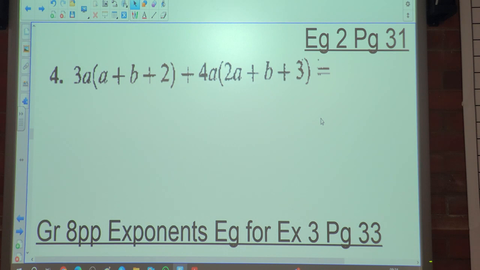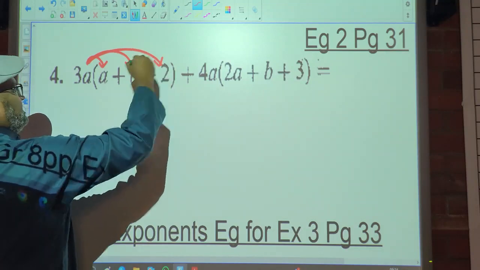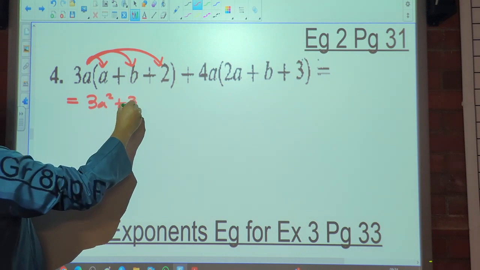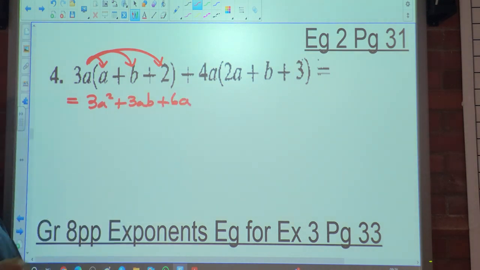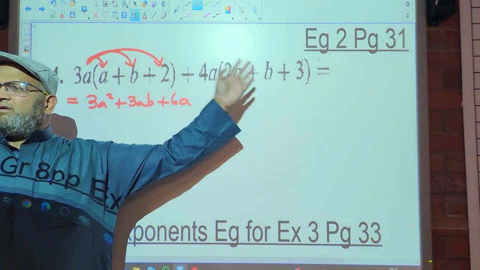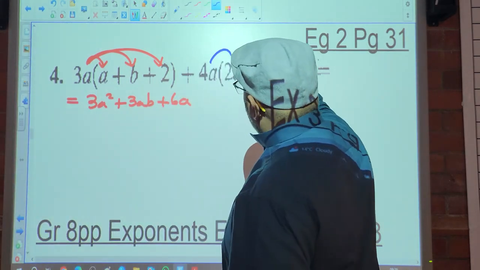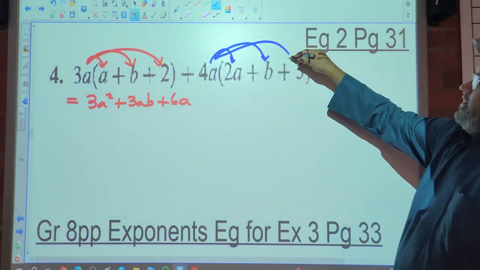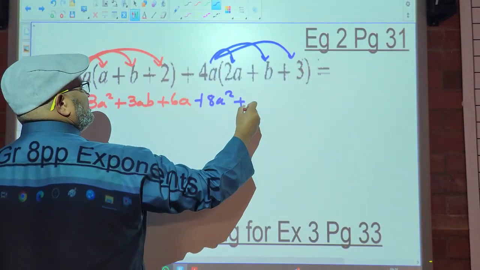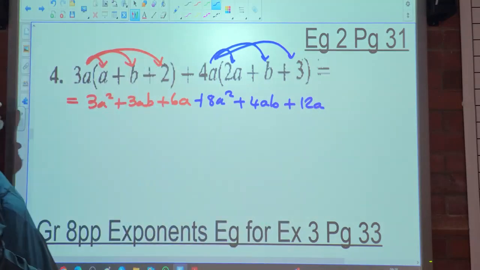You're going to multiply 3a by a, 3a by b, and 3a by 2, which gives us 3a squared plus 3ab plus 6a. You all agree with that? Does 3a get multiplied with the second bracket? No, they are separate terms. We need to simplify each first. So 4a times 2a, 4a times b, and 4a times 3 gives plus 8a squared, plus 4ab, plus 12a.